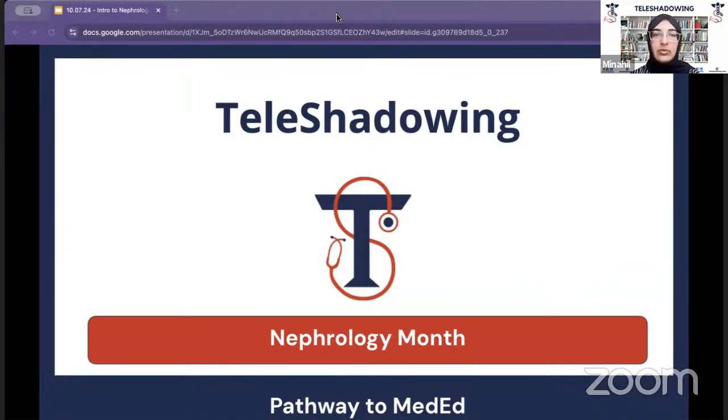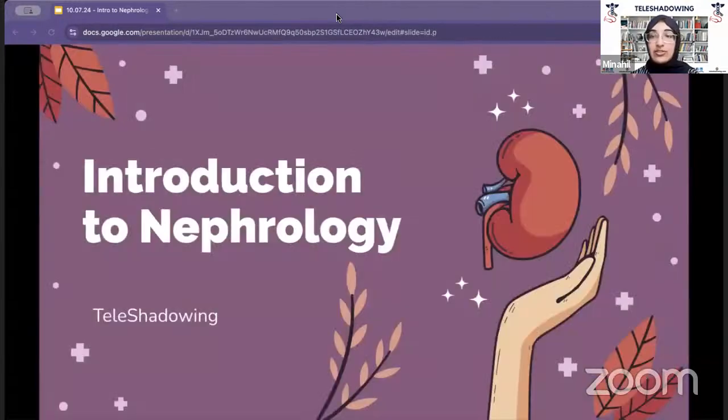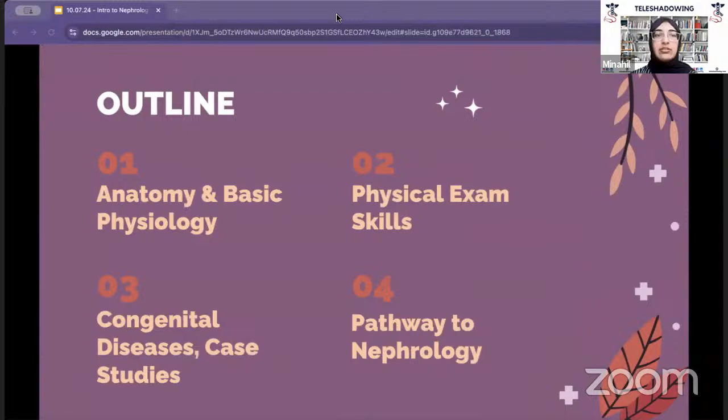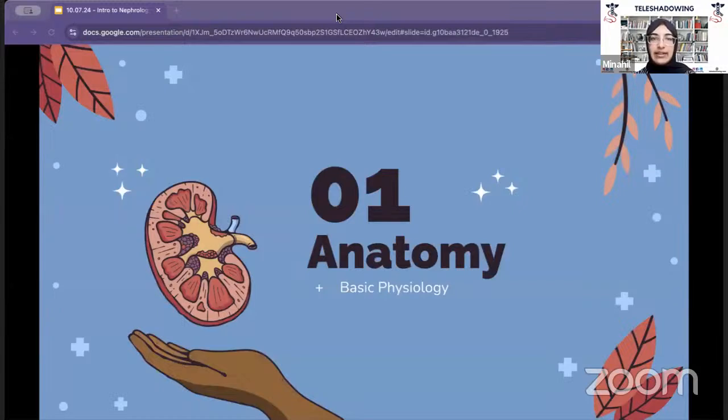We're starting off with basic physiology and anatomy of the kidneys so that we're oriented, understanding the basic functional unit of the kidney called a nephron. I'm just going to be introducing the topic to you all today, and also how to actually become a nephrologist. We'll also learn a physical exam skill related to the kidneys. So let's start off with the anatomy.